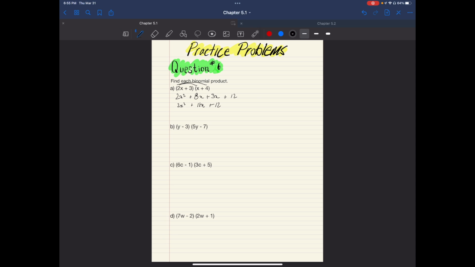So the next few we're going to do, but we're not going to collect like terms at the end. We're just going to leave the product as we find it. So first one, 5y squared minus 7y minus 15y plus 21. So first two terms, 18c squared plus 30c minus c minus 5.